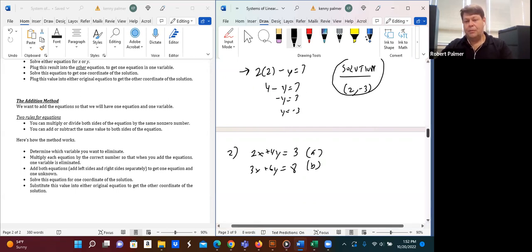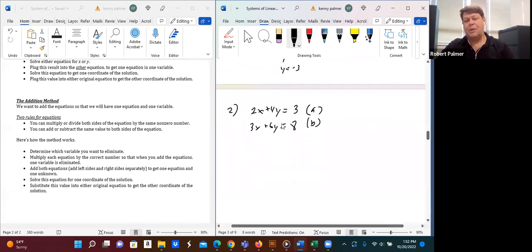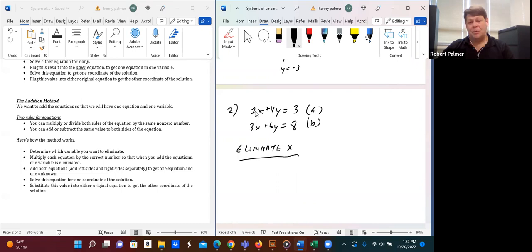So this time, I think I'm going to choose to eliminate x. That's a choice. Eliminate either variable you want. Now, this time, you notice it's not like the first. It's not quite as simple.